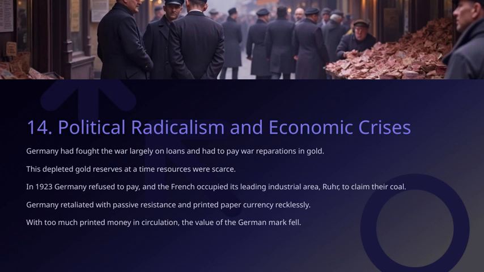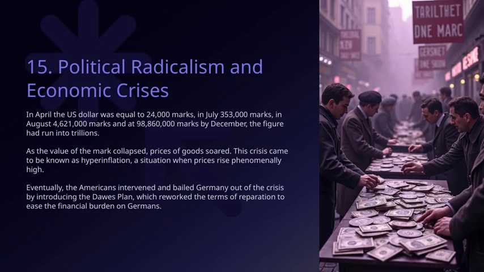and unrest. In April, the exchange rate was about 24,000 marks to $1, but by July, it had skyrocketed to 353,000 marks. Then in August, it jumped again to over 4.6 million marks, and by December, it had reached an astonishing 98.86 million marks. And as you can imagine, by that point, the figures were in the trillions.